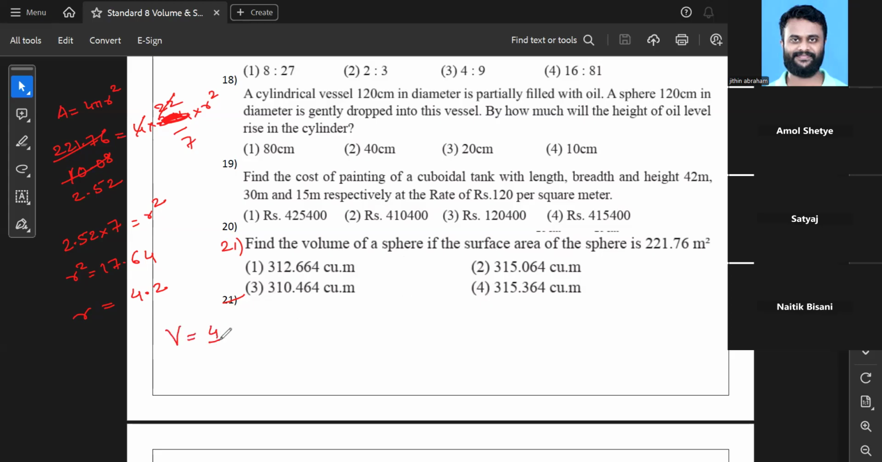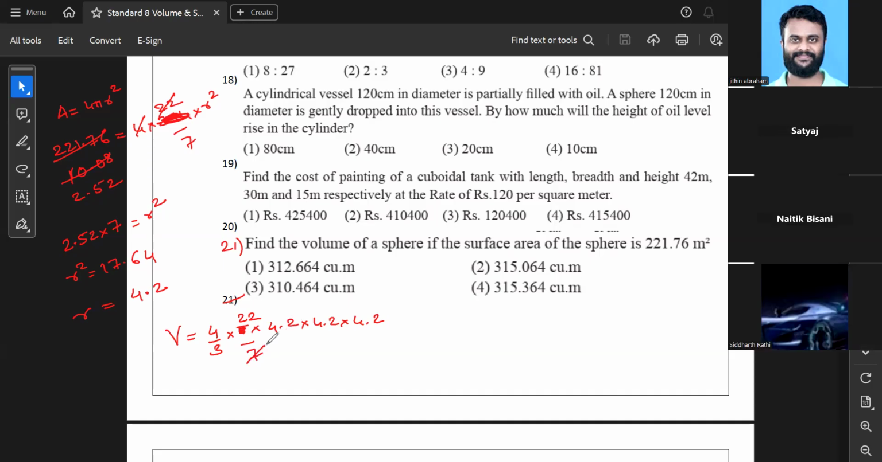Now, volume is equal to 4 upon 3 pi r cube. So it's 4.2 multiplied by 4.2 multiplied by 4.2. Why did I take 4.2 three times? Because it is cube. And why 22 by 7? Because 4.2 is a multiple of 7. So this will give you 0.6. And 0.6 can also get cancelled with 3, it will give you 0.2.